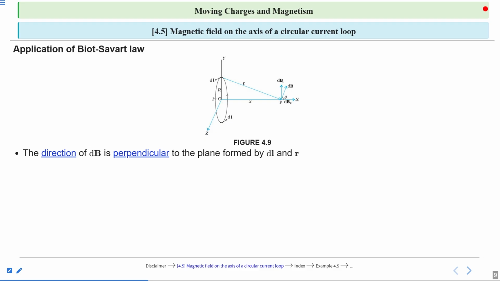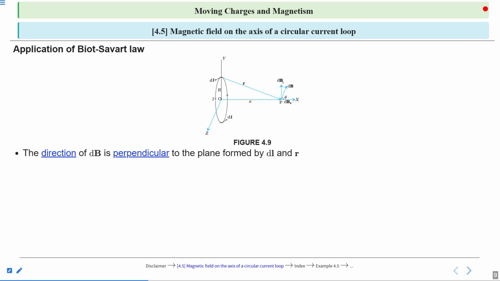Okay, so that plane is inclined to the xz plane, and dB will be perpendicular to that plane. This line representing the direction of dB is perpendicular to the plane formed by dl and r. You can visualize it. So dB is perpendicular to that, or we can say dB is perpendicular to the displacement vector r.